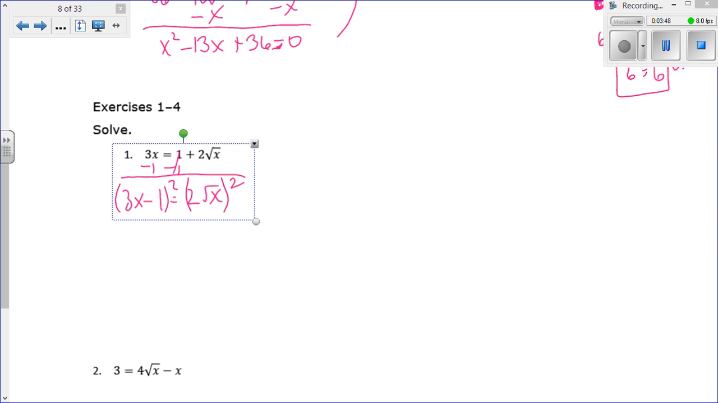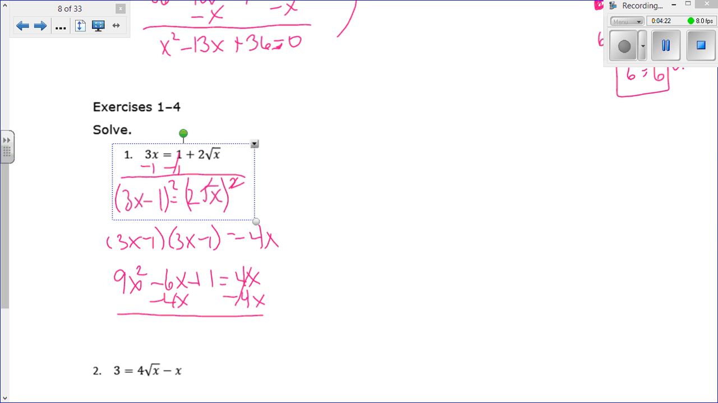And when I do that, I will have 3x minus 1 times 3x minus 1 equals, I have to square the 2, 4, and then the square and the square root cancel, so it's just 4x. So when I multiply it here, I'll have 9x squared minus 6x plus 1 equals 4x. So the next thing I need to do is subtract my 4x. So I have 9x squared minus 10x plus 1 equals 0.